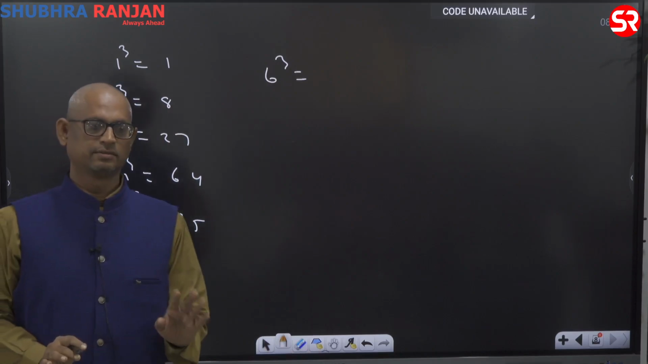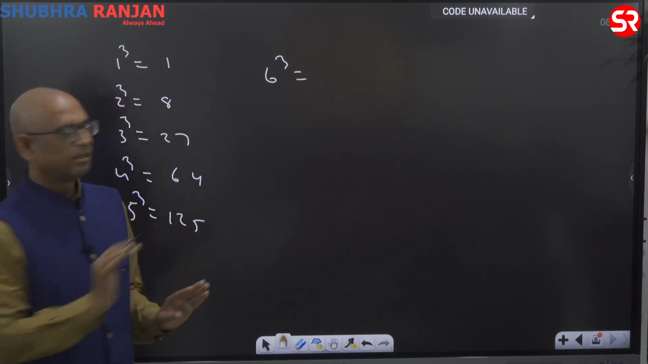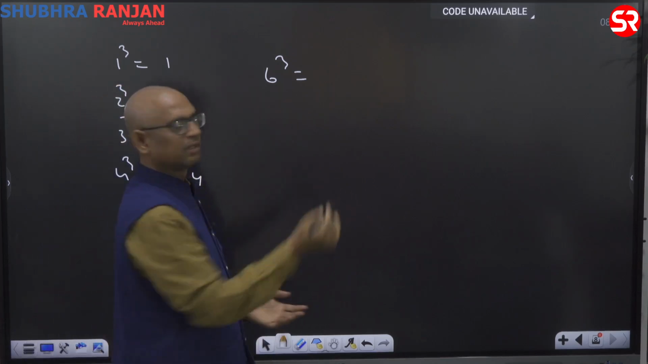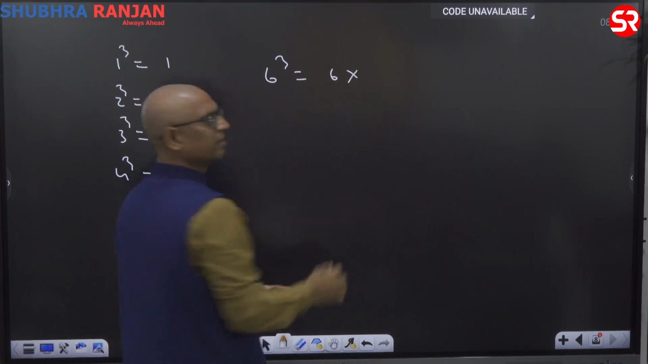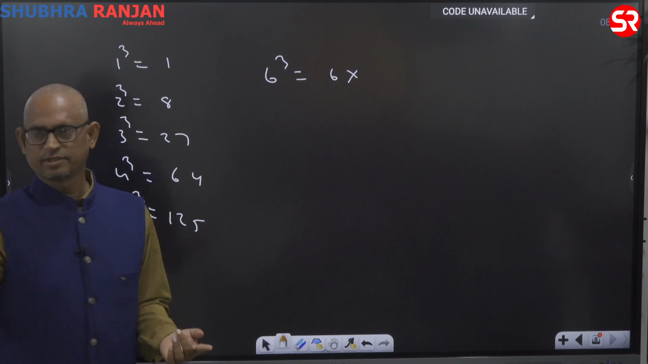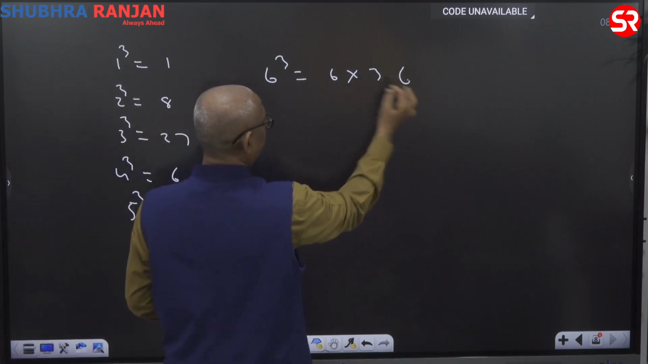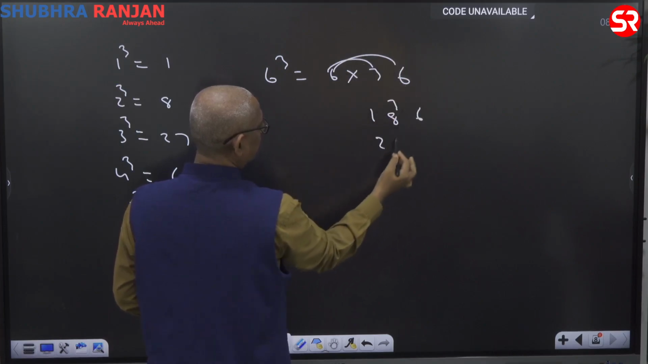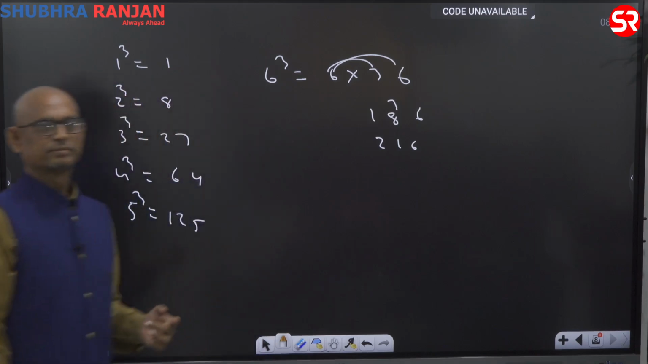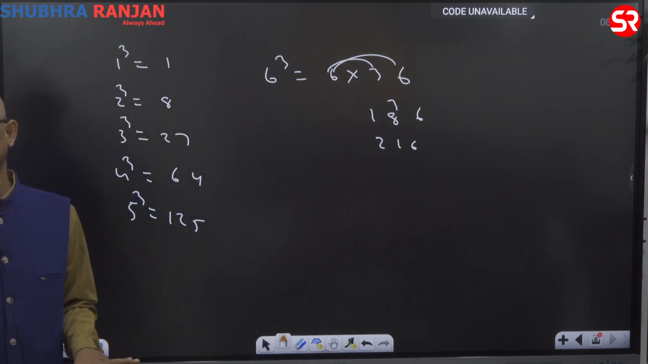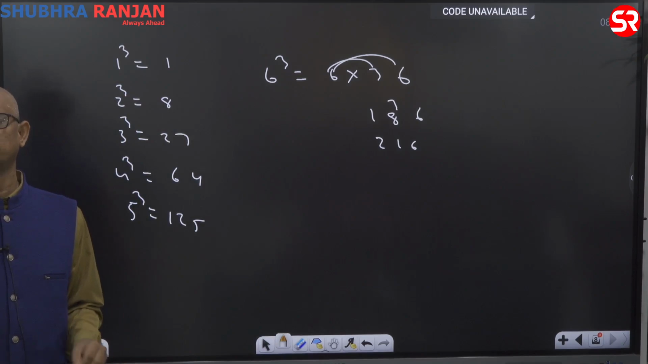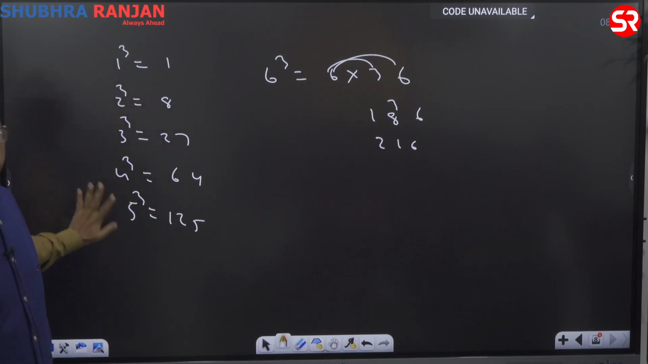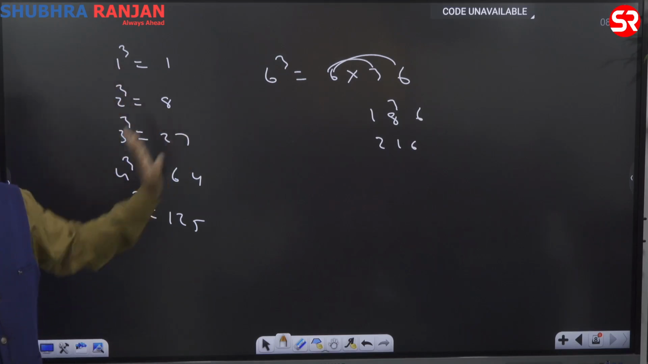Apply. See, no, simply apply the logic of the flow method. 6 into 6 square: 6 into 6, 36; 6 3s are 18, 6 6s are 36. Answer: 216. That's all. No need to learn cubes. Only up to 5 cubes you have to learn. After that you can apply the flow method, no problem.